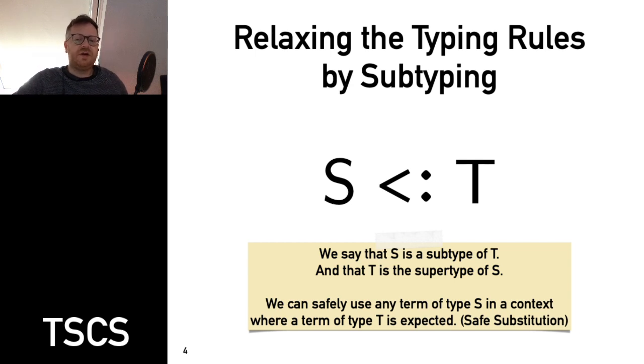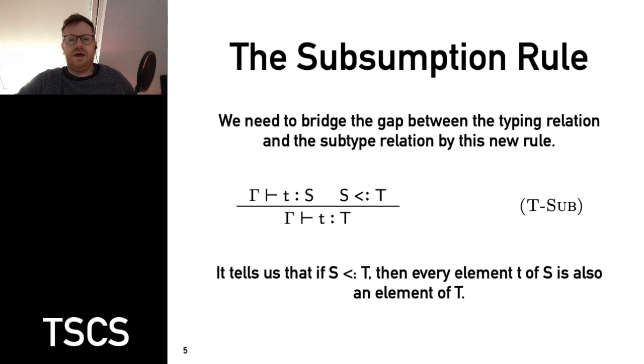And this is quite a strong guarantee, and this allows us to relax that type system a little bit, so we can make things like this record happen. We need to bridge that gap between the typing relations that we now have and subtyping relations, because we also need to define what is a subtype of a type.